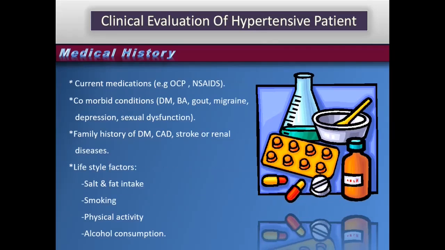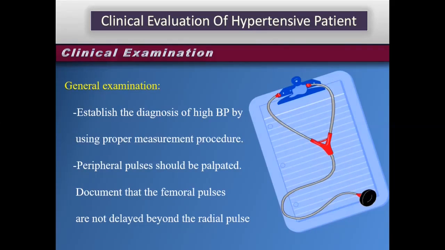Also, the doctor or physician should inquire about current medications, comorbid conditions, positive family history, and lifestyle factors, including salt intake, fat intake, smoking, physical inactivity, alcohol, and drug abuse. And then we'll come to general examination in hypertensive patient.